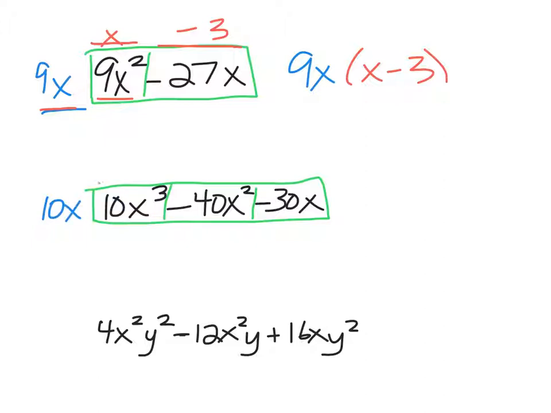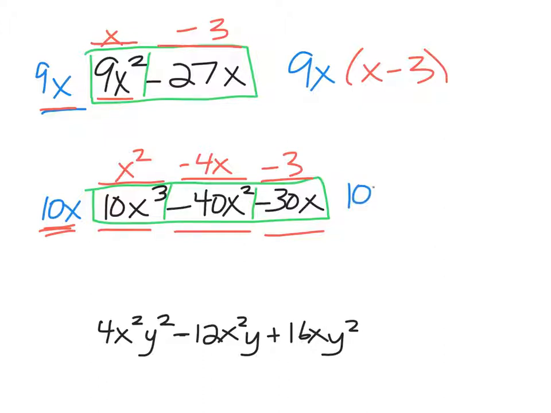So to fill in the top, I say what times 10x is 10x cubed? That would be 1x squared. What times 10x is negative 40x squared? So I need a negative 4 and an x. What times 10x is negative 30x? Negative 3. And my last step is to write that as multiplication. Side, 10x, times the top, x squared, minus 4x, minus 3.